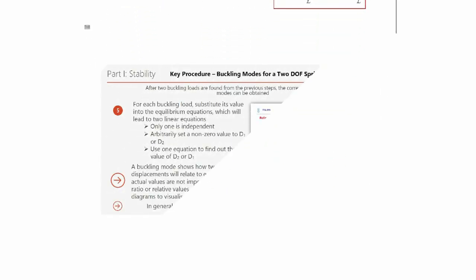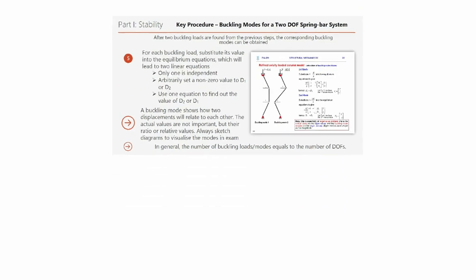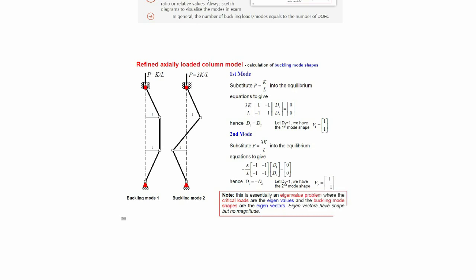Part I, Stability. Key procedure, buckling modes for a 2 DOF spring bar system. After two buckling loads are found from the previous steps, the corresponding buckling modes can be obtained. For each buckling load, substitute its value into the equilibrium equations, which will lead to two linear equations. Only one is independent. Arbitrarily set a non-zero value to D1 or D2. Use one equation to find the value of D2 or D1.